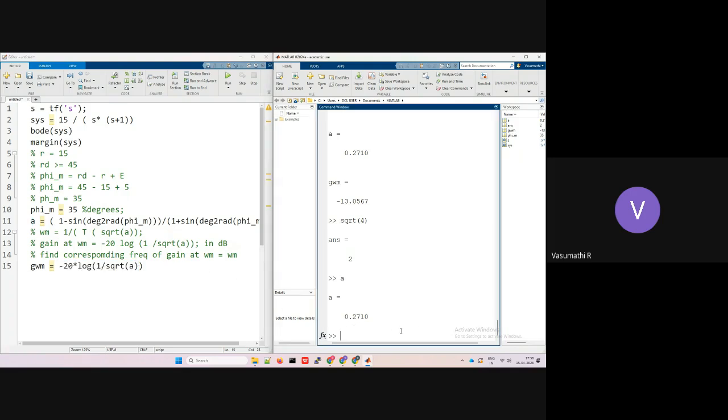Okay, for now we are considering G at omega m as -13. It is supposed to be around -8 or -7. Hmm, there might be a mistake in the textbook. The result is -5.66. This is first, -20 star log 1 by... you put it in calculator.